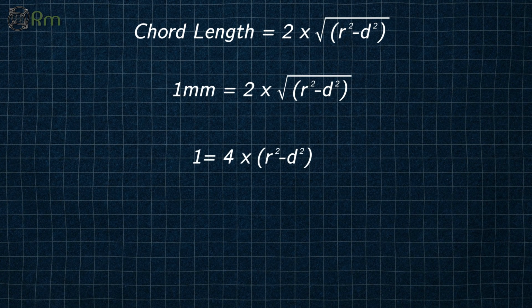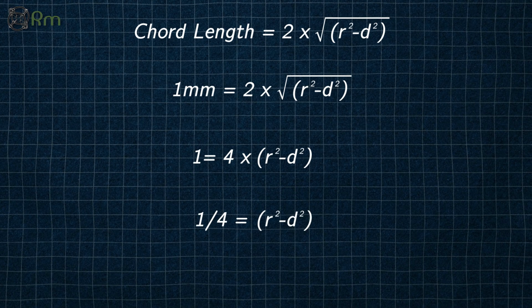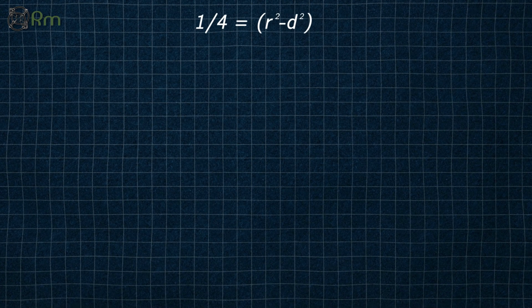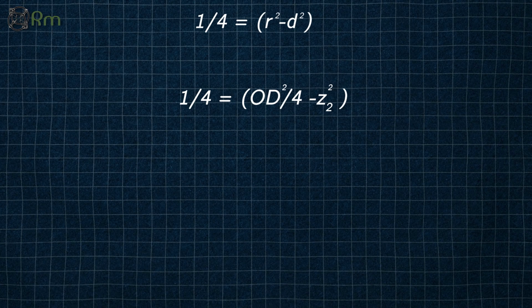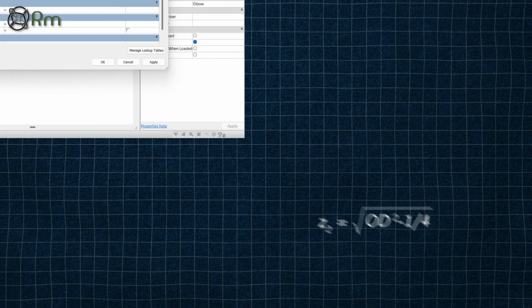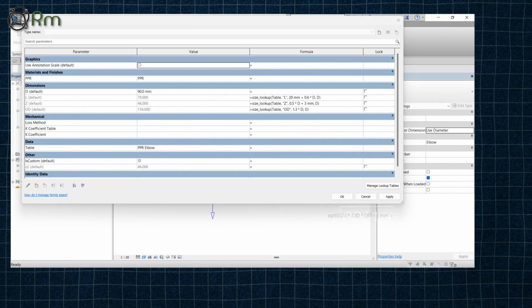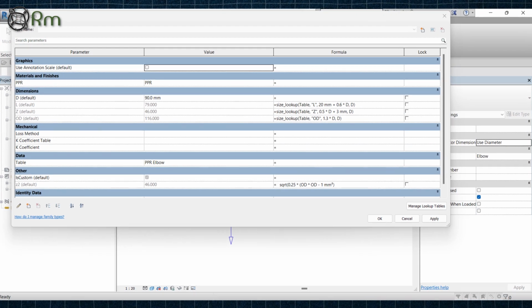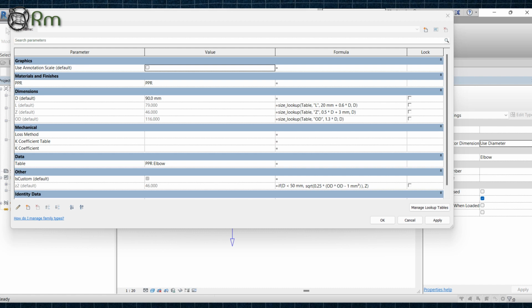Squaring both sides. Rearranging the equation. Writing R as OD by 2 and D as Z2. After rearranging, we get this. Merge the formula in the formula bar of the family parameter calculations. Apply an if formula for sizes 20 to 40 to calculate Z2, and that's it.